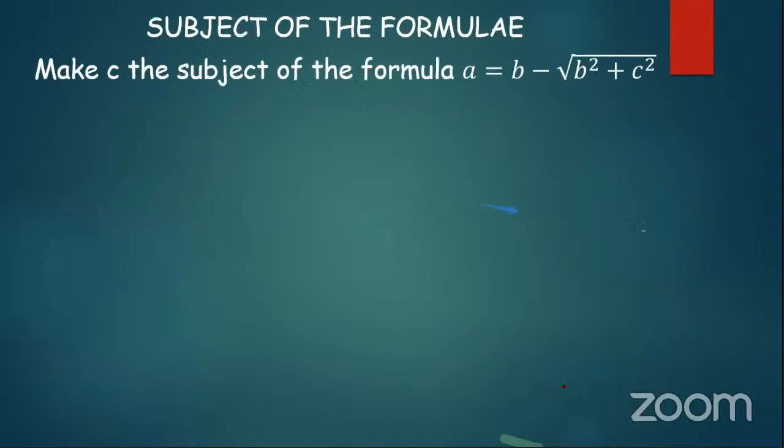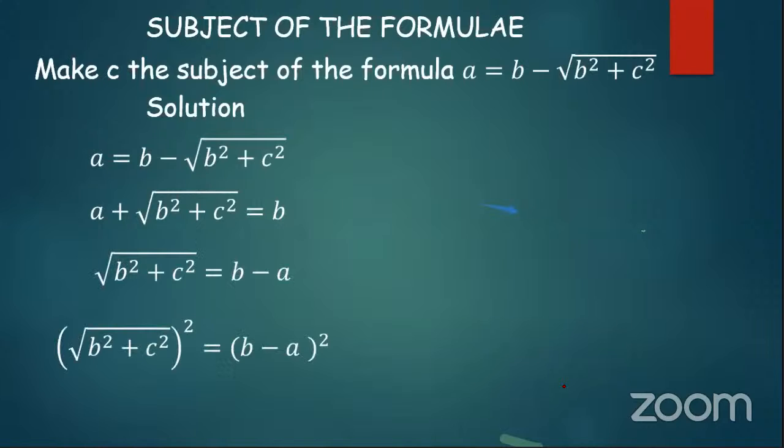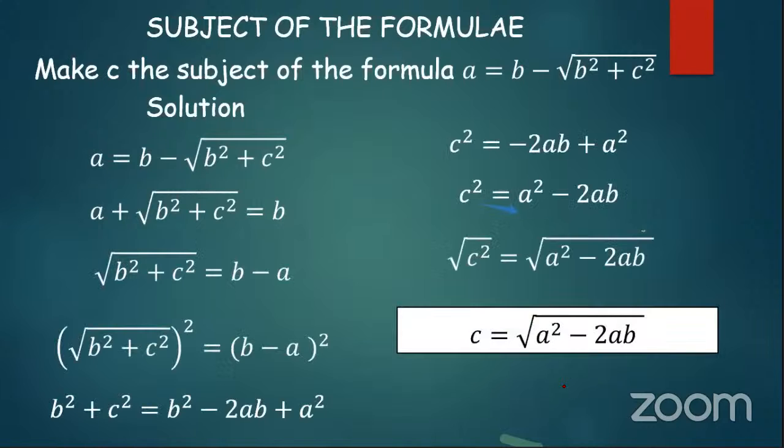Okay. So because of time, I'm not going to go through this other one. Make c the subject of the formula a is equal to b minus root of b squared minus c squared. But I'm going to send it there and you go through it the way we have done with the first one. You go through the same procedures.